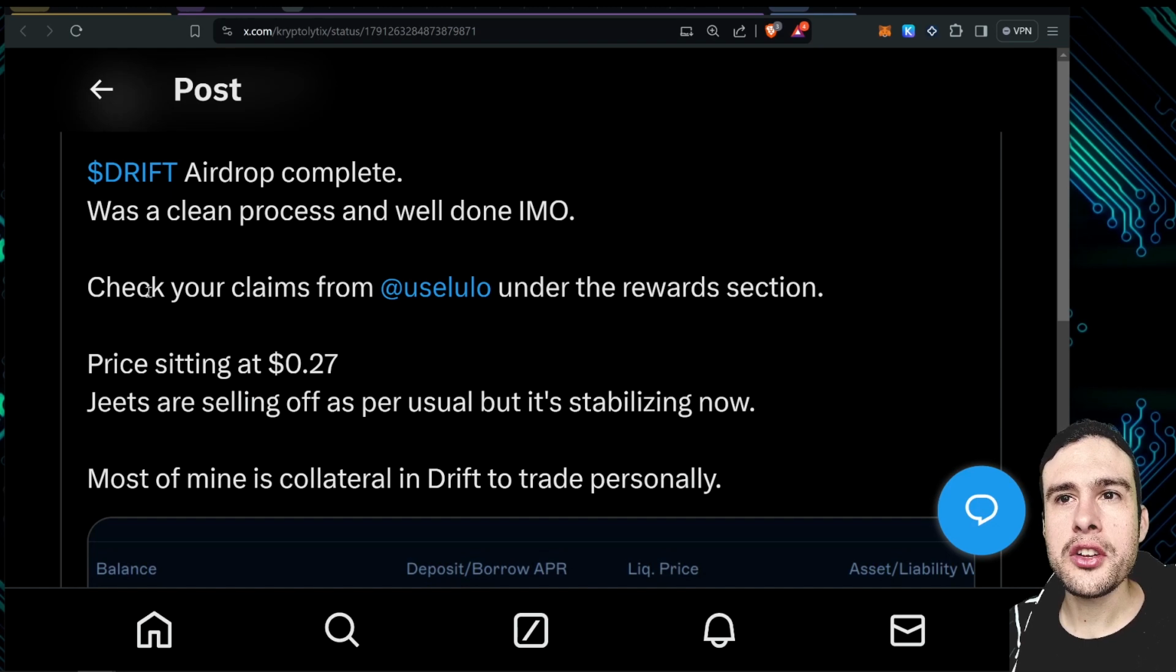Just make sure you go over to use Lulo and check the rewards section for additional Drift. Because remember, use Lulo will move capital that you deploy around to different protocols, wherever the best yield is. And I'm sure if you've been using this for a few months, then at some point it's deployed to Drift. So in my case, I had 2 wallets with 100 Drift.